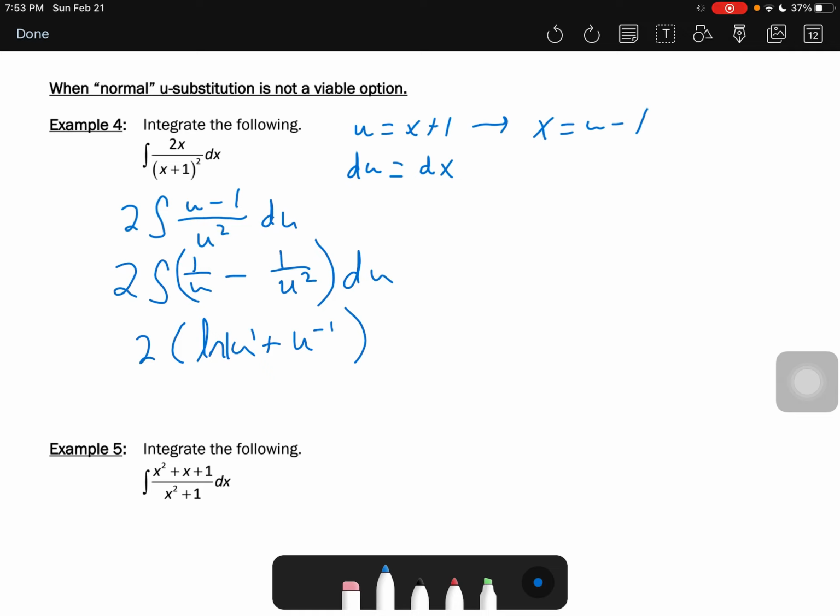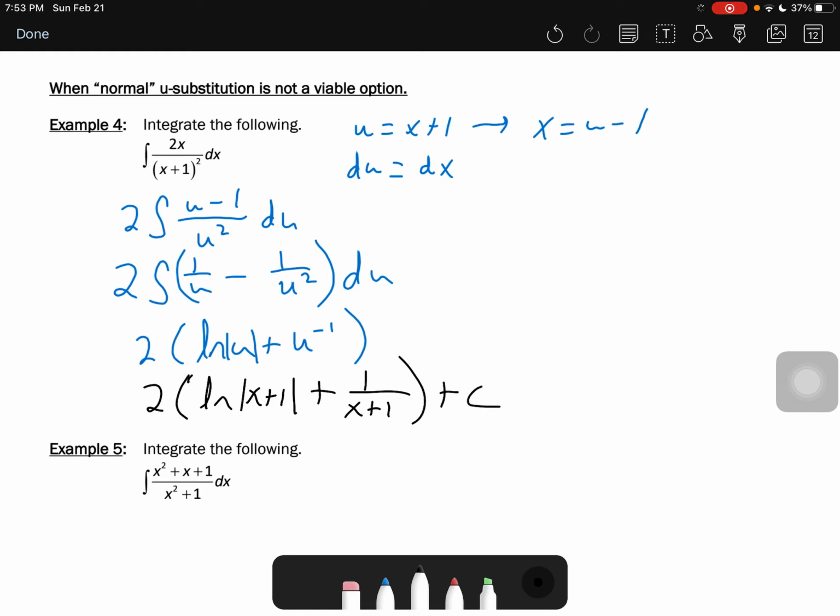This, actually I put that in absolute values as well, and then when I go back and substitute, ln of absolute value, and since u was originally x plus 1, I would have that, and then plus the u to the negative 1 would be 1 over u, but then again that would be 1 over x plus 1, like that. And then let's tack on a plus c, since it is an indefinite integral.